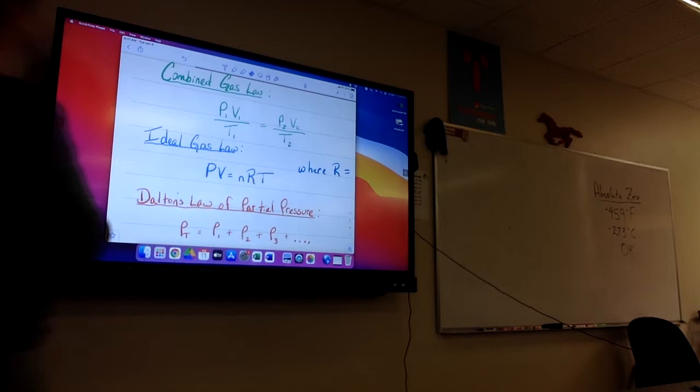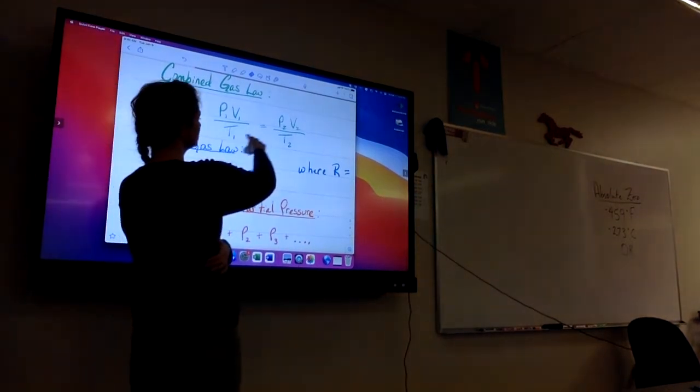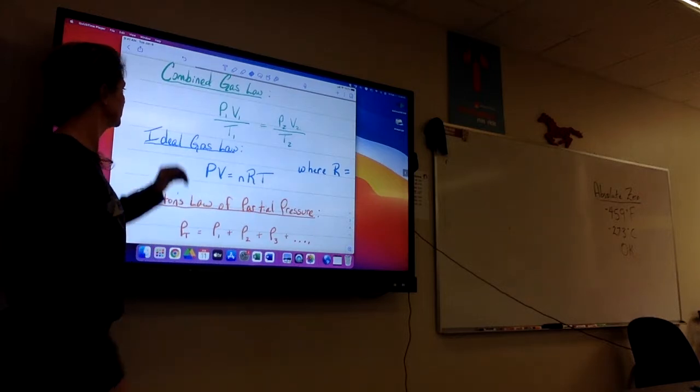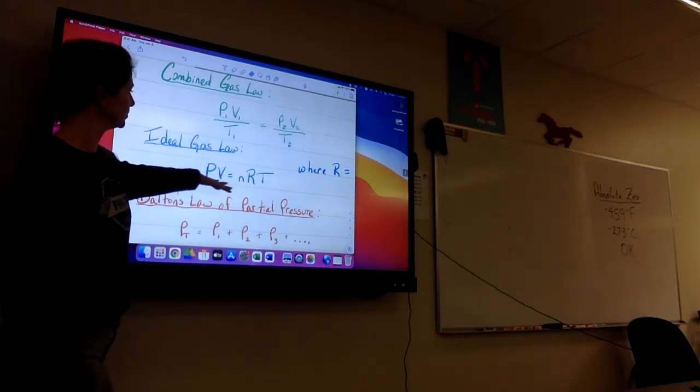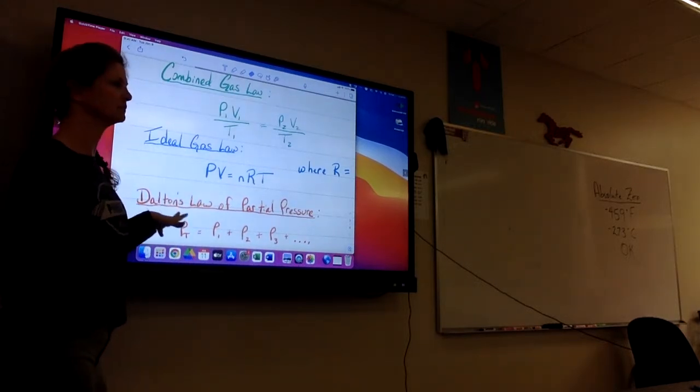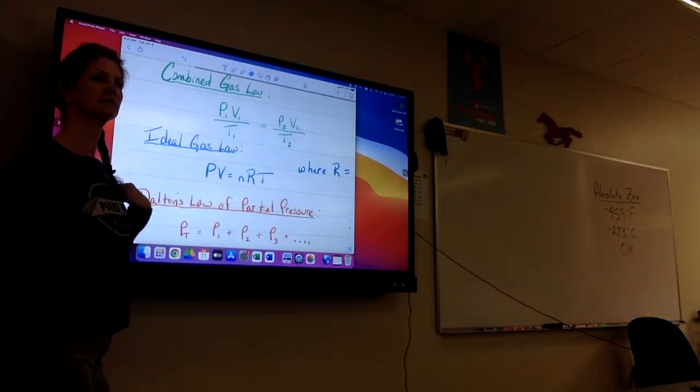Okay, so this says the combined gas law is P1V1 over T1 is equal to P2V2 over T2. The ideal gas law is PV equals nRT. Dalton's law.